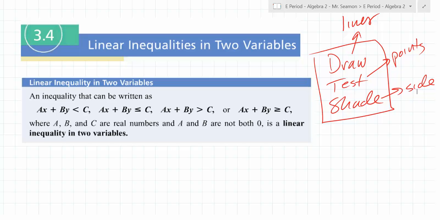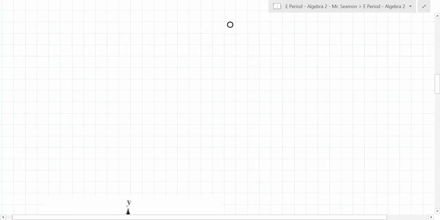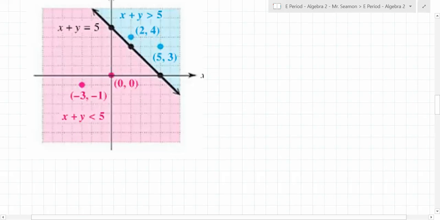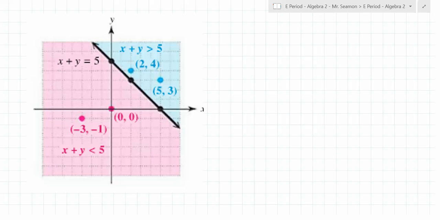But all you need to remember, you're going to draw a line, you're going to test a point, and you're going to shade a side. Shade a side. So what are you going to do? You're going to end up with things that look like this.